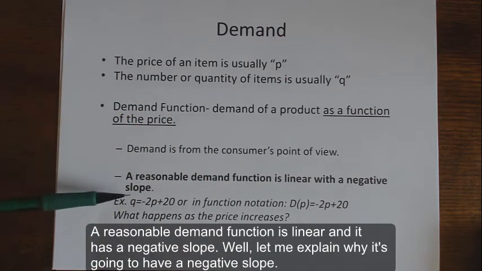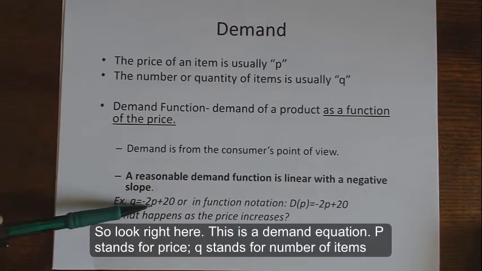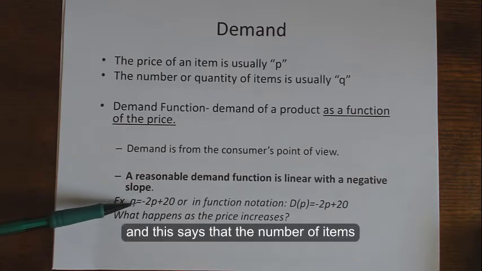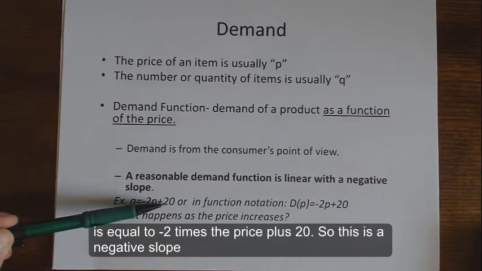Well, let me explain why it's going to have a negative slope. So look right here. This is a demand equation. P stands for price. Q stands for number of items. And this says that the number of items is equal to -2 times the price plus 20. So this is a negative slope.